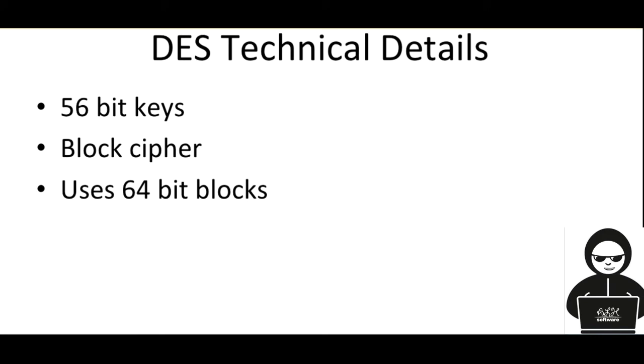So what is DES and how does it work? It uses 56-bit keys. Rather than a stream cipher, it's a block cipher, and it uses 64-bit blocks.